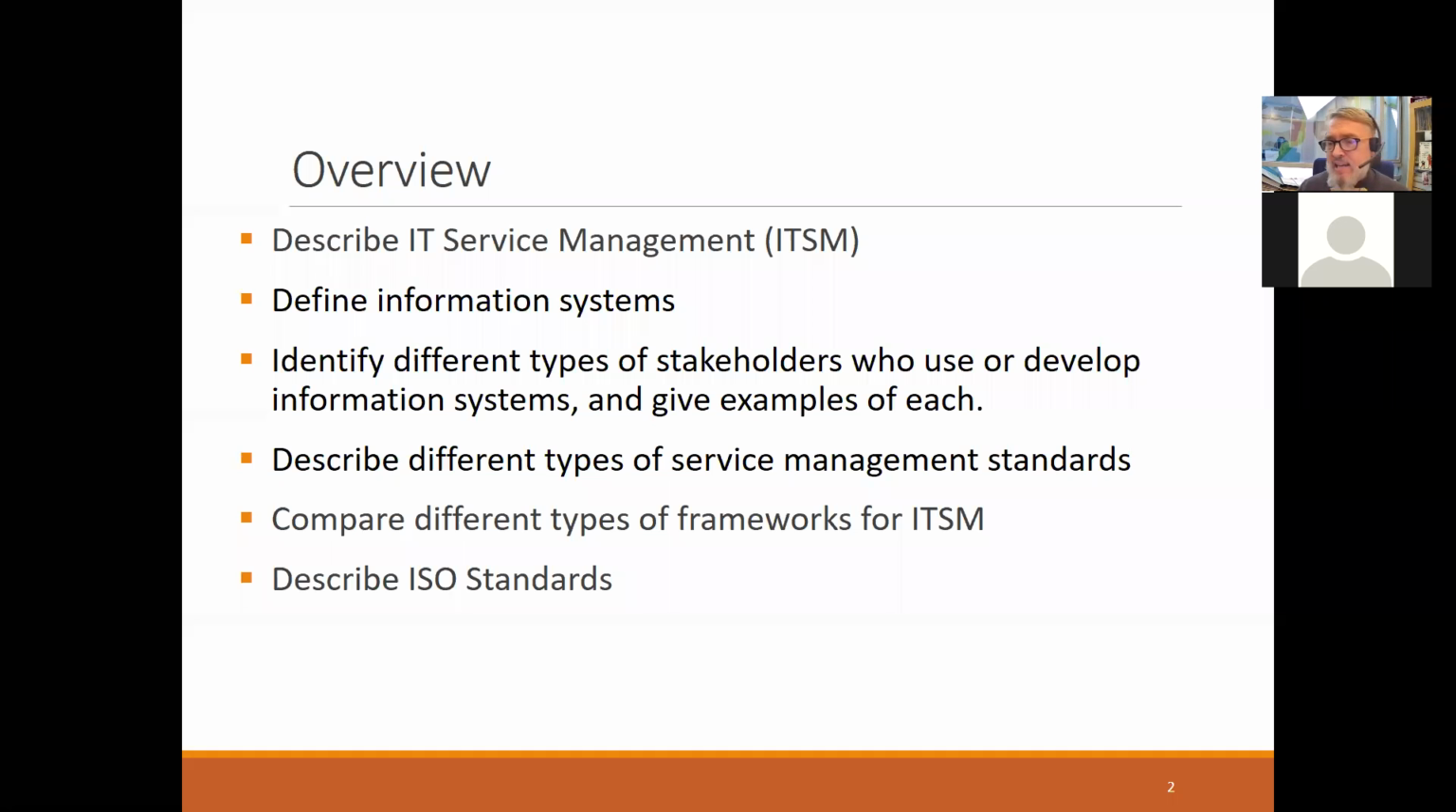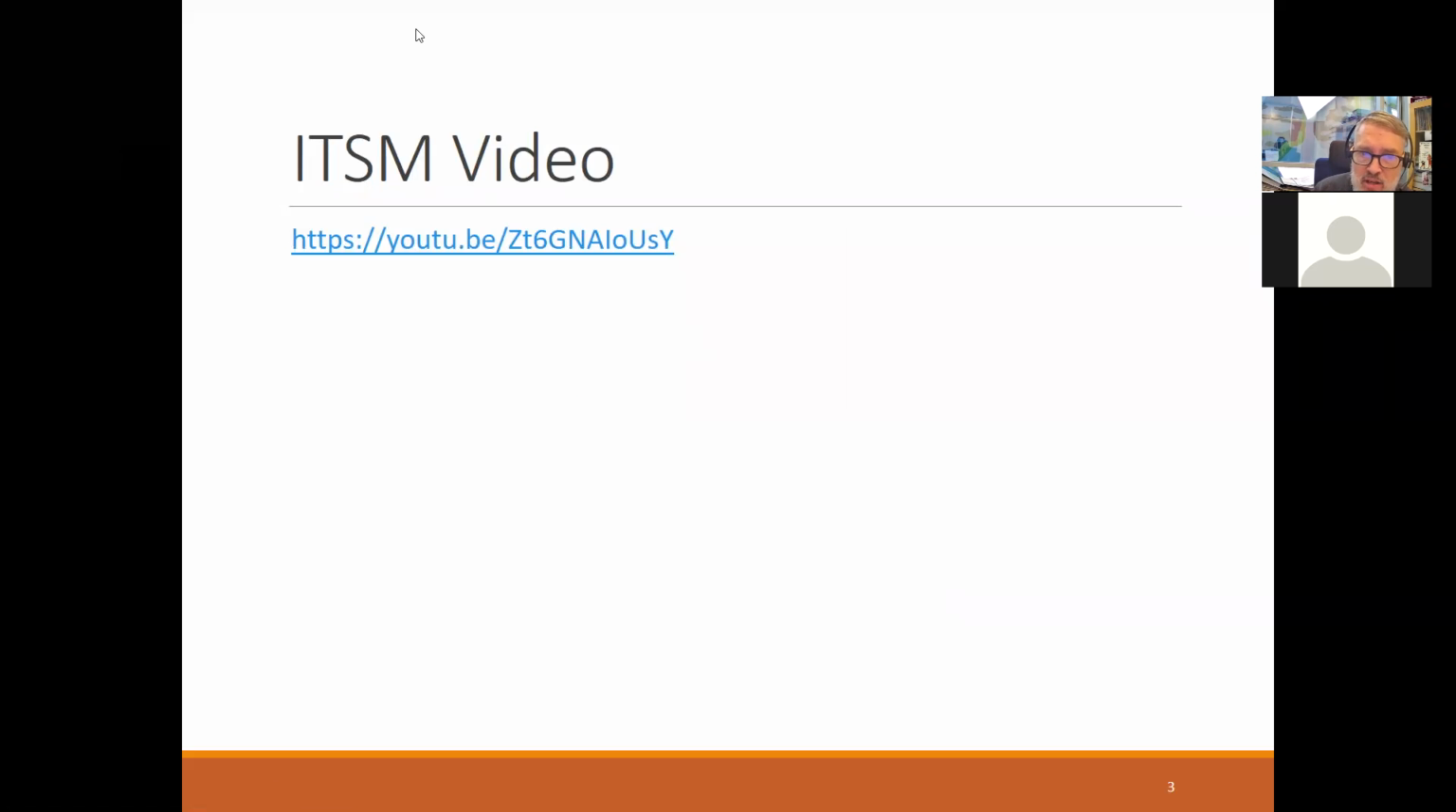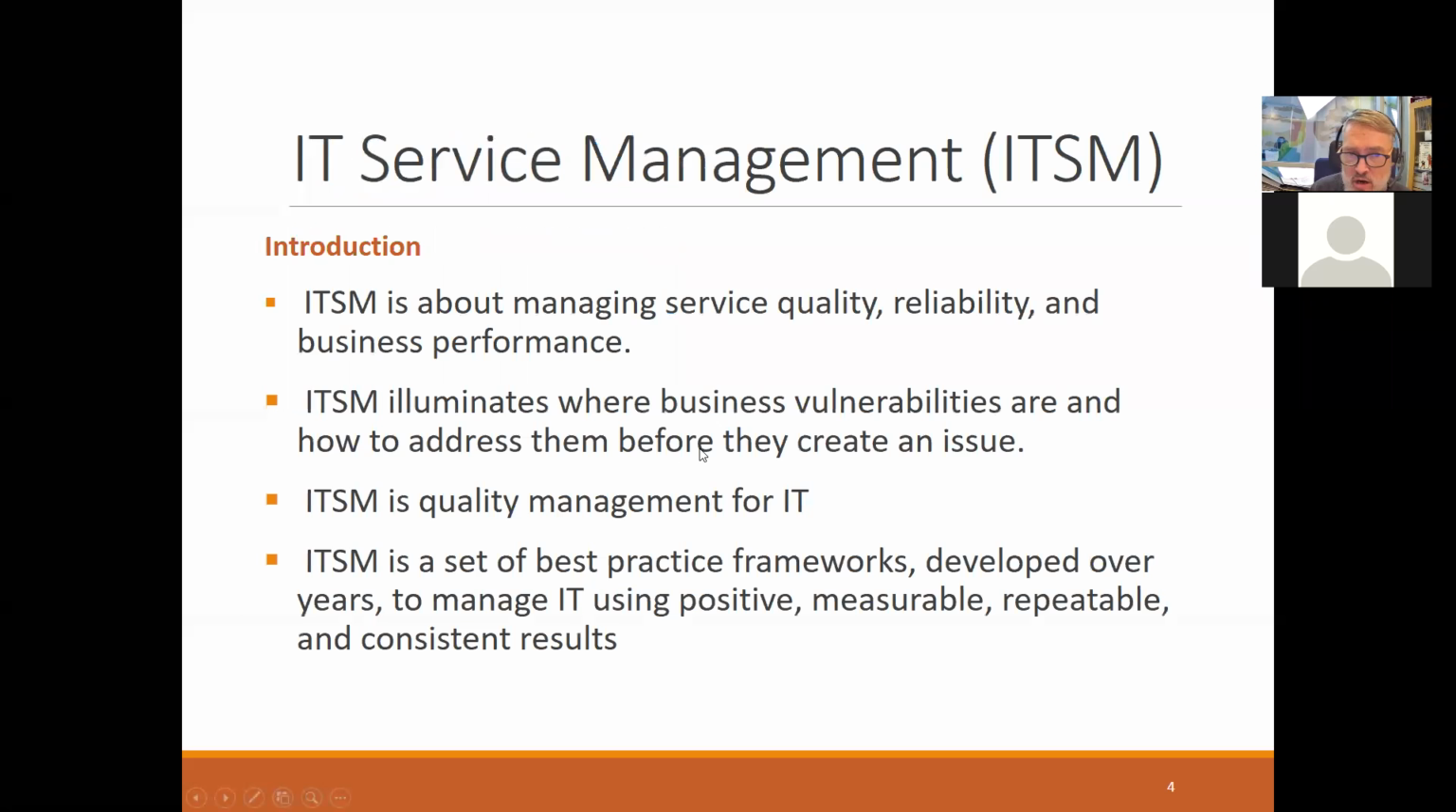And that approach has come into information technology, along with the standards and frameworks that we talk about. ITSM requires that type of approach, an engineering approach. Now, I'm not going to go through the video because you can go through it in your own time. It's there for you, embedded in the first page that we're looking at here. So we use these words: quality, reliability, and business performance. And the example I just gave you was a Toyota Hilux truck.